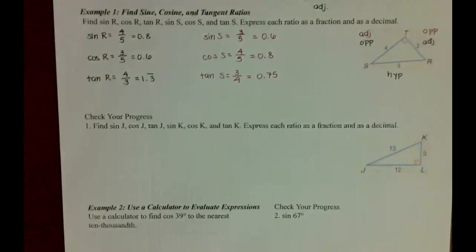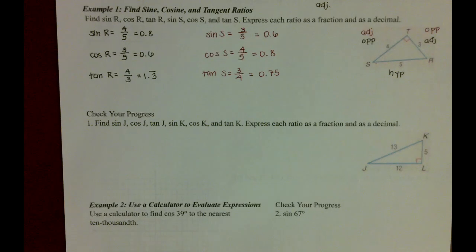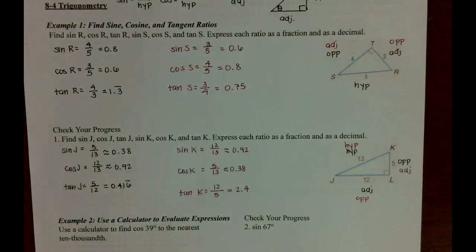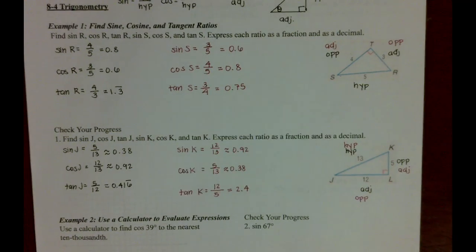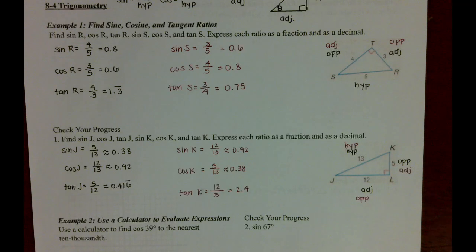So why don't you try the practice problem, and then once you're done, come check your answer. For sine J, you should have gotten 5 over 13, which is approximately 0.38. Cosine is 12 over 13, which is approximately 0.92, and tangent of J is 5 over 12, which is 0.41 and the 6 repeating.